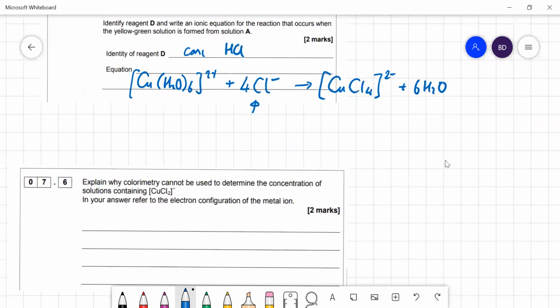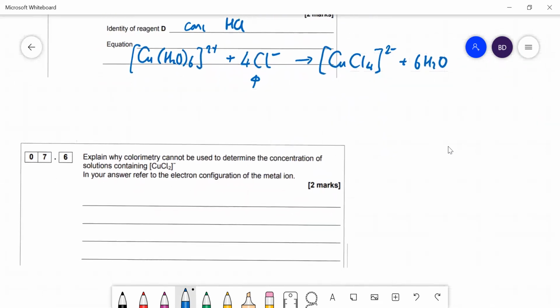Now, this is a tricky question. Why colorimetry can't be used to determine the concentration of solutions containing CuCl2-. If you look at that, and this is not something you will be familiar with, each of those chlorines is minus. So that means the oxidation state of the copper there is +1. It's copper 1.